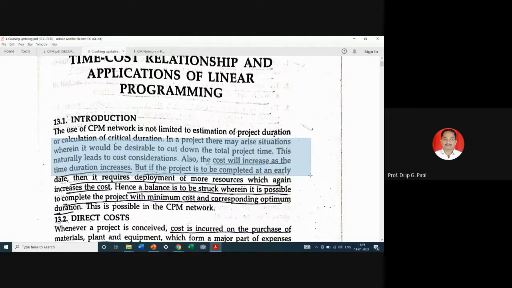Also, the cost will increase as the time duration increases. But if the project is to be completed at an early date, then it requires deployment of more resources, which again increases the cost. Hence, a balance is to be struck wherein it is possible to complete the project with minimum cost and corresponding optimum duration. This is possible in the CPM network. So this is an important application with respect to cost optimization.